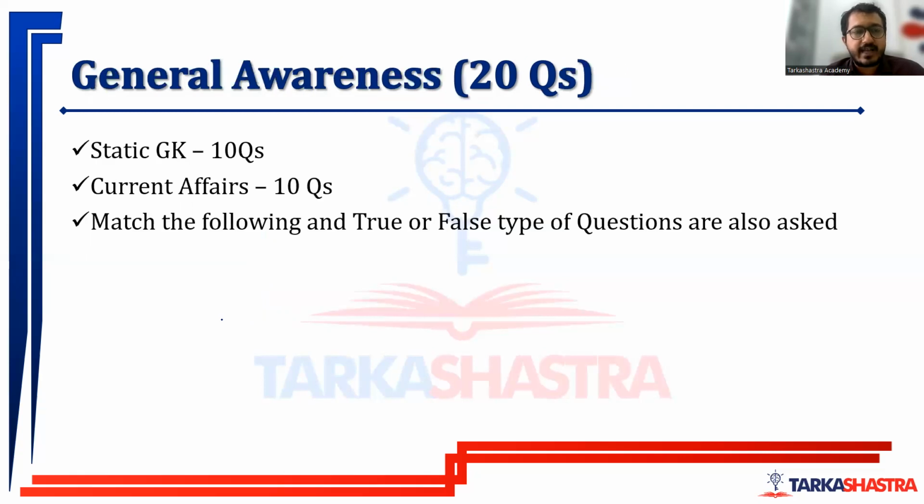And then you have general awareness, static GK. So you have 10 questions on that. Static GK includes history, geography, and then you have science, physics, and chemistry based questions, all those. And current affairs, though on these 10 questions are asked. So the question type may be of match the following pattern or true or false type of question. So a statement is given and you have to answer whether it is true or false, or match the following between the states and their capitals, or states and the rivers that flow through those states. All those kind of things can be asked. So this is about general awareness. I hope all the information is provided to you.